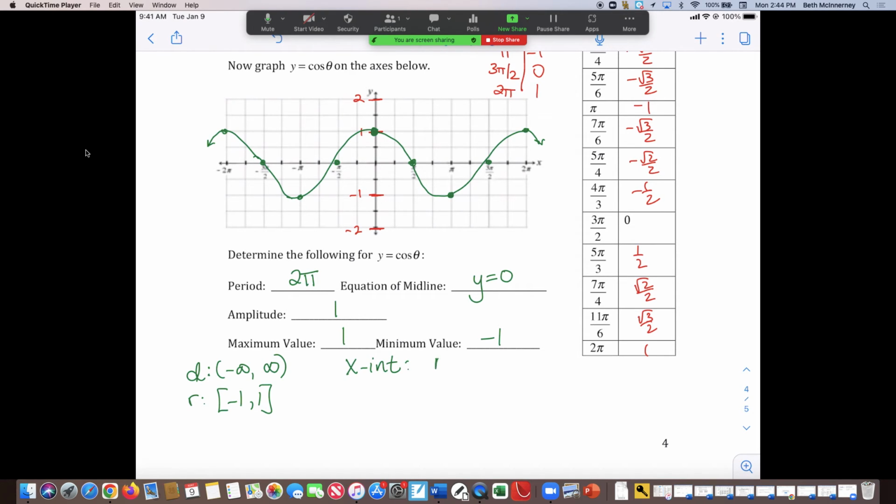The x-intercepts are the same as before. They're at, oops, sorry, they're not the same. Let's take a look at where these are. This is pi over 2, 3 pi over 2, there's a negative pi over 2, negative 3 pi over 2, and then there's a whole bunch of them.